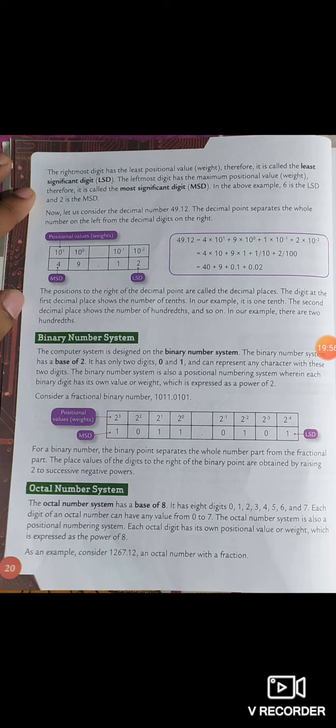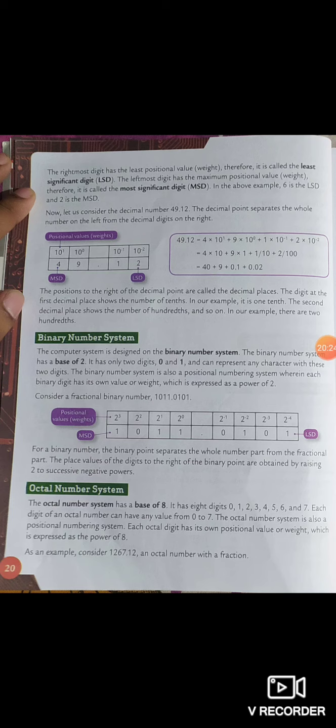So here is the MSD, the leftmost side, which has 1, and in the rightmost side it contains the least significant digit, that is 1. So in binary system the number should be 0 or 1, but in case of decimal number system, as we have already discussed, it can be 0 to 9.